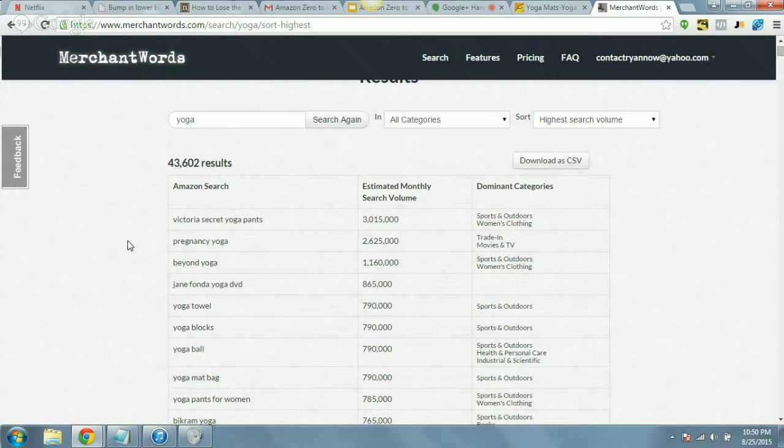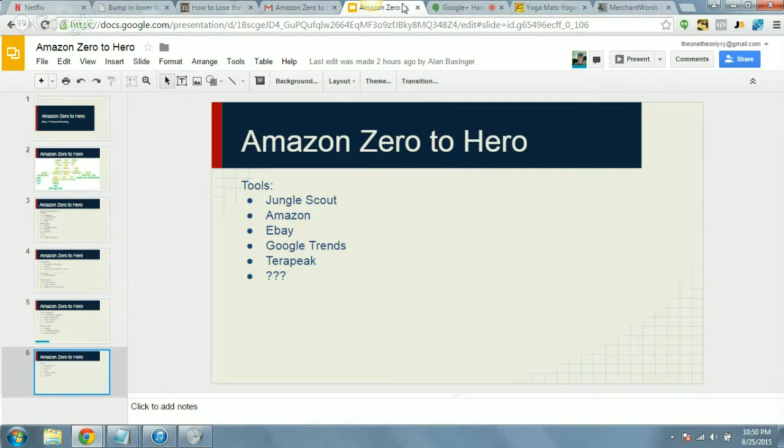But Victoria's Secret yoga pants, that's an interesting one. 3 million searches in sports and outdoors and women's clothing. Now, I wonder if Victoria's Secret could sell some of those and I could get a cost-plus deal on it. Maybe. Could be worthwhile. That's cool. I've never really used the MerchantWords product, so I can see where that could be useful just to get a determination of potential demand.